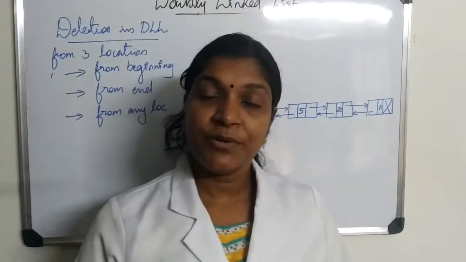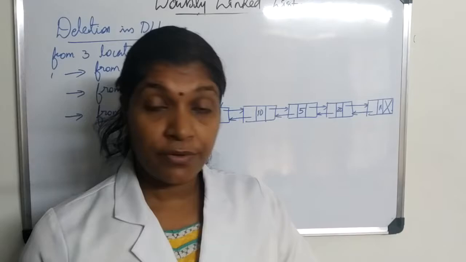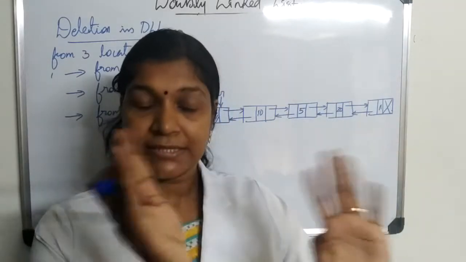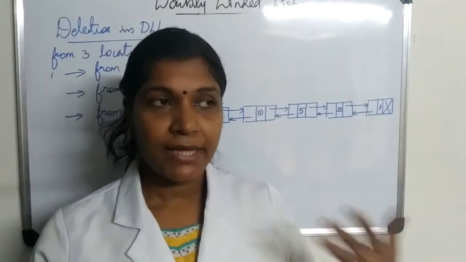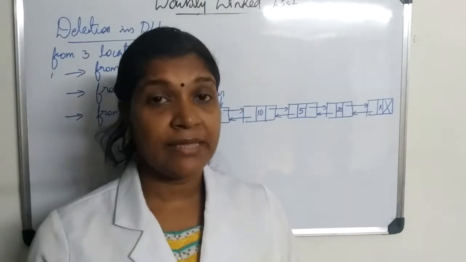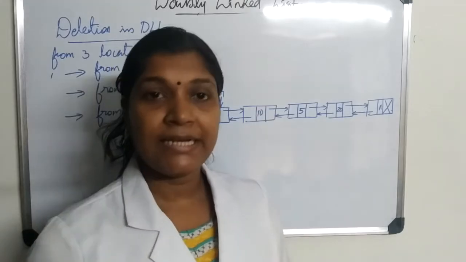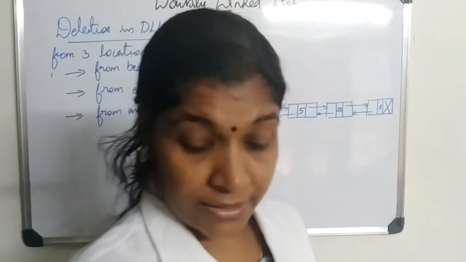The last operation we are about to consider in our doubly linked list is deletion of a node from three places: from the beginning, like in our single linked list, from the end, and from any location. The traversal and finding the position are the same as in a single linked list. So if you have a clear idea about our single linked list, it is very easy to understand the deletion operation in a doubly linked list.